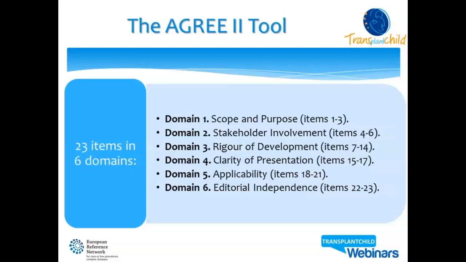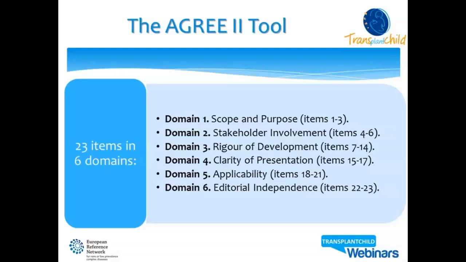The domain number 4, clarity of presentation, covers the items 15, 16, and 17, and deals with the language, structure, and format of the guideline. So how it's written, how it's explained, and if the language is appropriate or not. The domain number 5, the applicability, covers the items between 18 and 21.